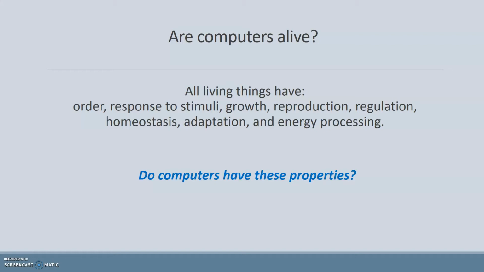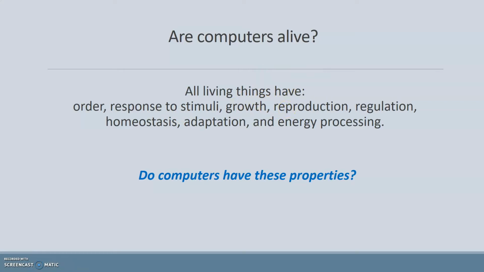And so, as you probably have noted, computers do have some of these properties, right? Computers are highly ordered. They have the ability to respond to a stimuli. So when you press on the keys of a keyboard, stuff happens. They can use energy, and they require it to do all their work. And they can even kind of respond in some ways to change and maintain their sort of internal environment as well. One thing that computers cannot do is grow or reproduce.